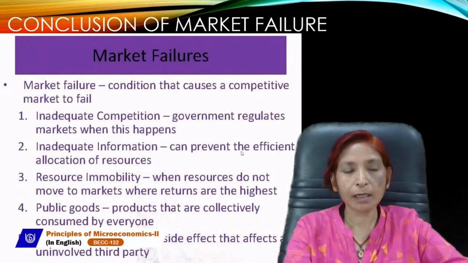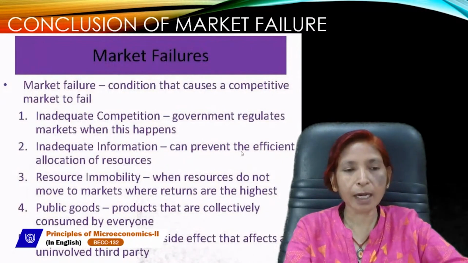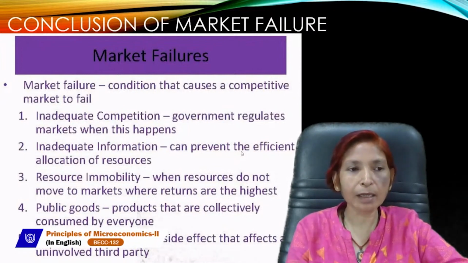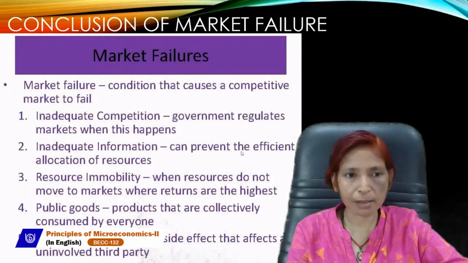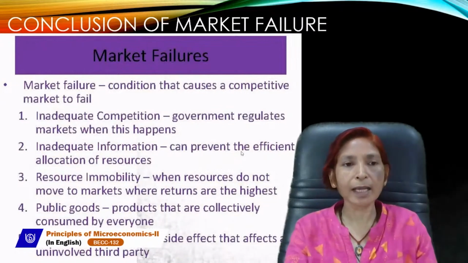Market failure exists in monopoly markets and monopolistic competition markets, and if inadequate competition exists, then the market fails. Inadequate competition, inadequate information, resource immobility, public goods and externality are the main causes of market failure. So market failure always exists in these conditions: when complete information does not exist, when complete competition does not exist, when resources are not perfectly mobile, when there are public goods and when there are externalities.